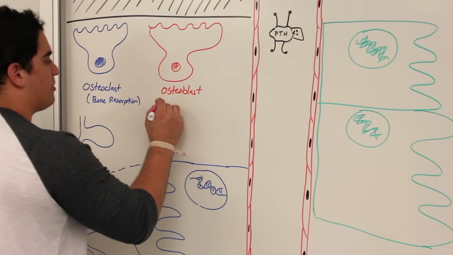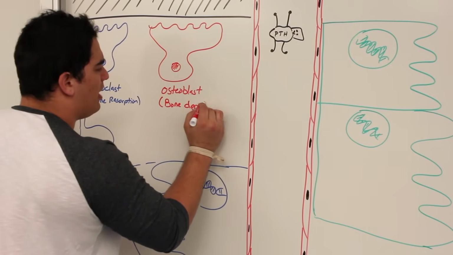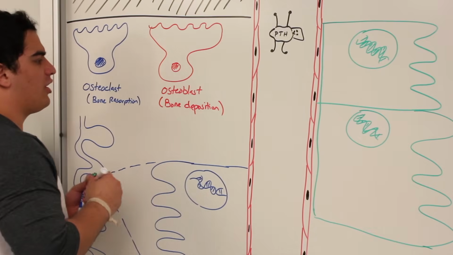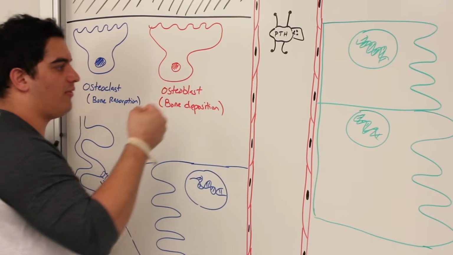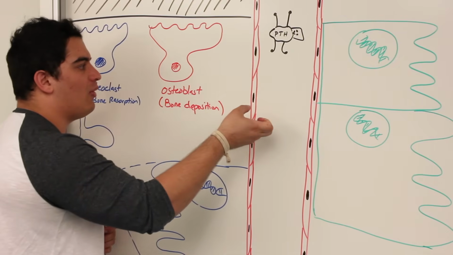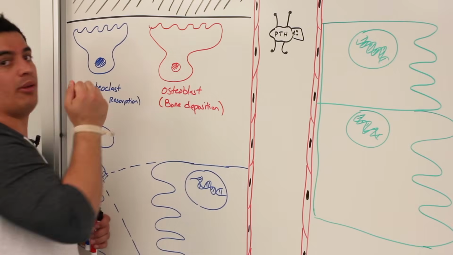Osteoblasts are responsible for what's called bone deposition. What does that mean? It means that they're responsible for being able to take calcium, certain types of phosphates, and certain types of amino acids to make collagen, right? And deposit it into the bone tissue.